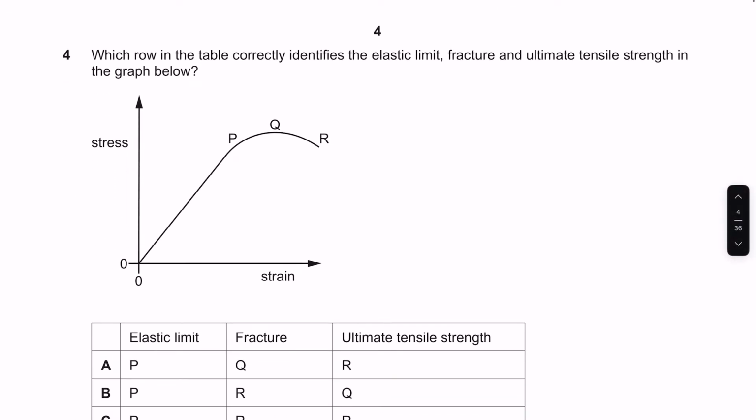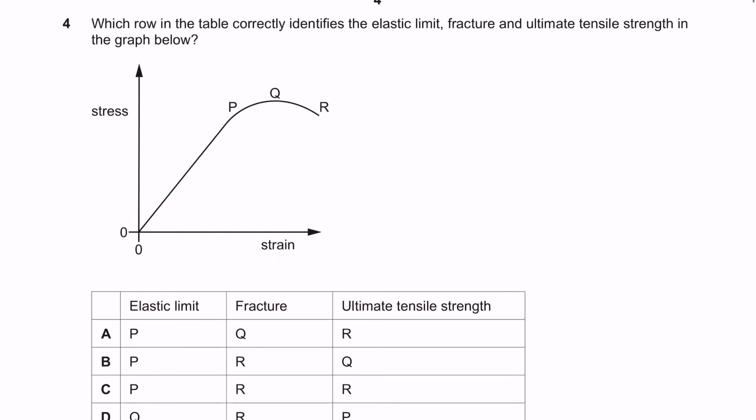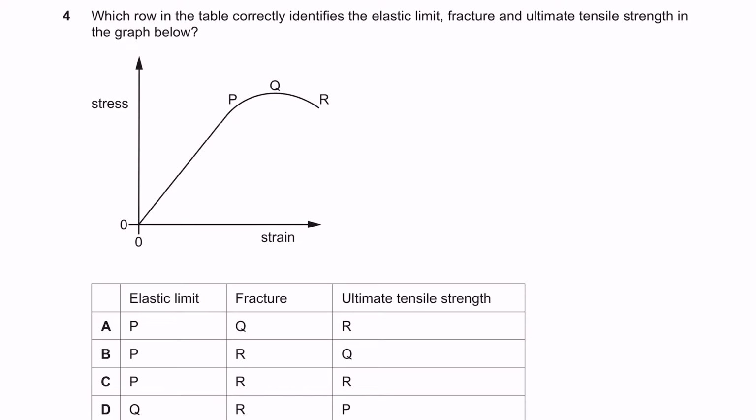Question number 4. Which row in the table correctly identifies the elastic limit, fracture point, and ultimate tensile strength? Well, P is the elastic limit, Q is the ultimate tensile strength, and R is the fracture point. So B will be the answer here.